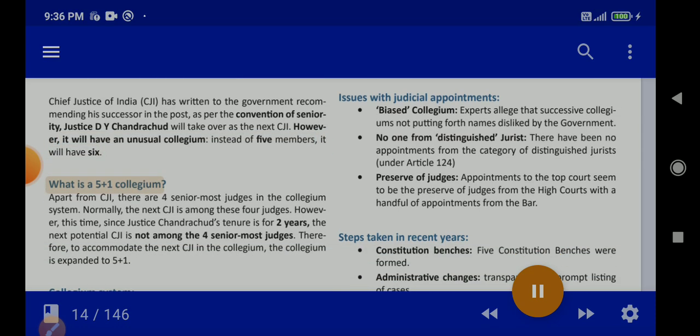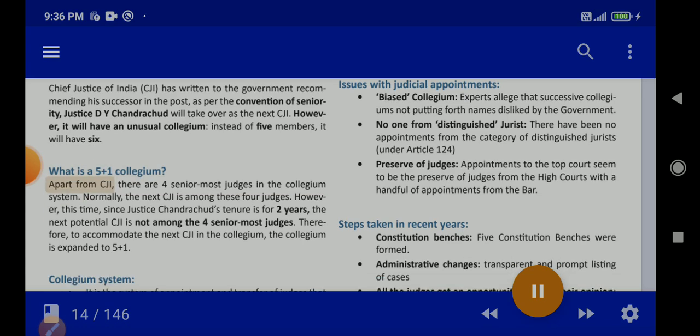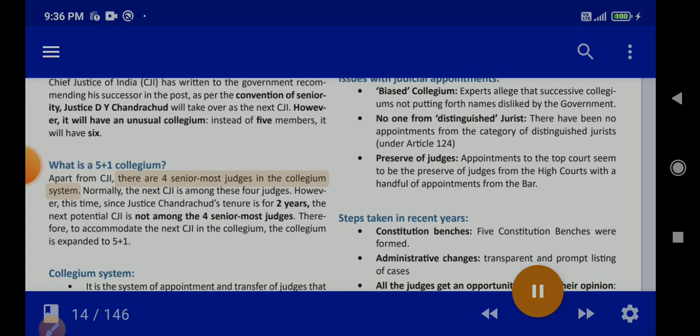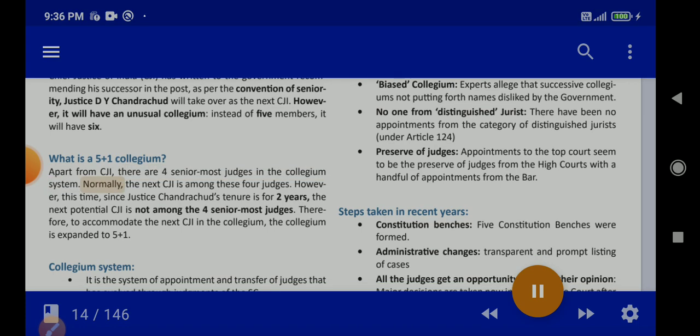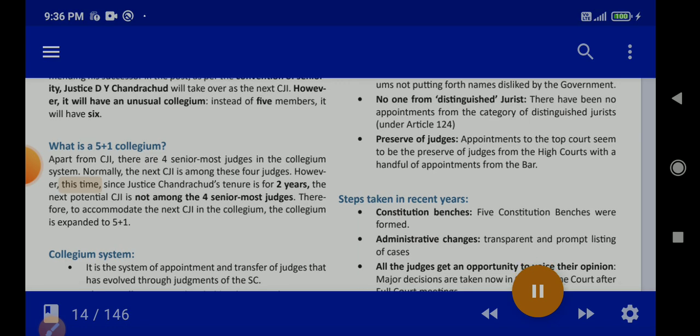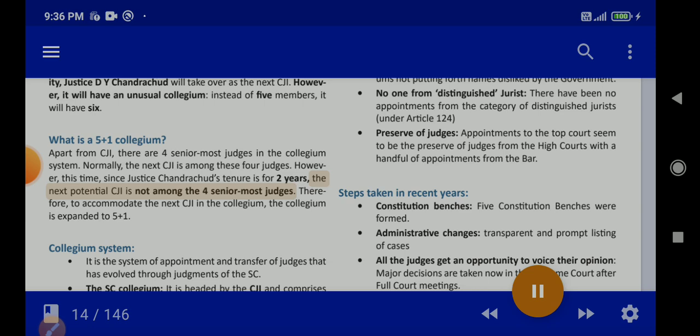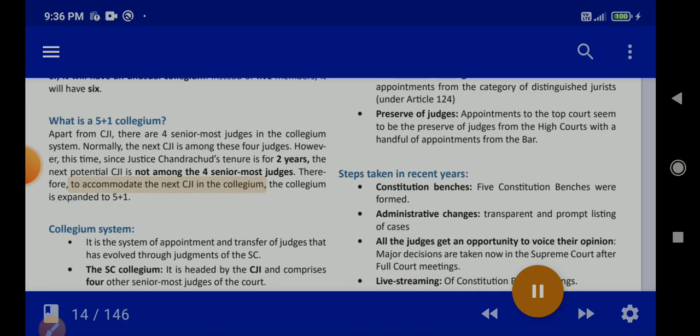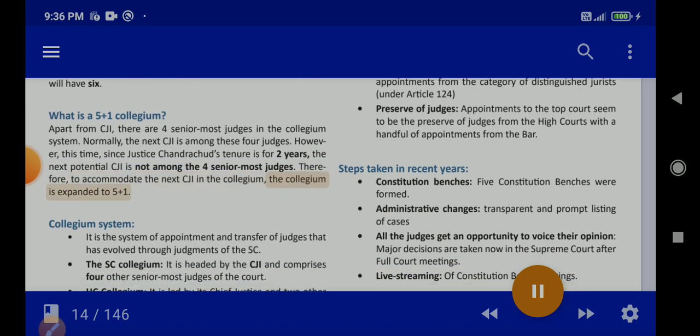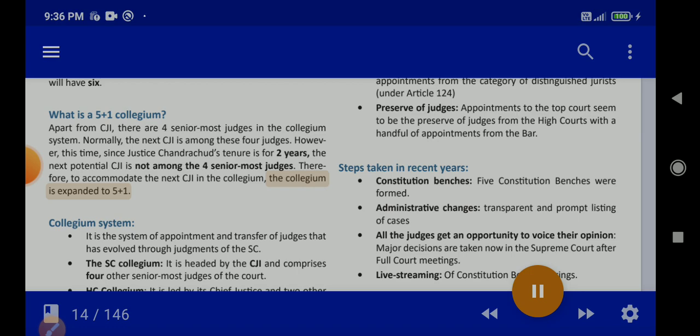What is a 5-judge collegium? Apart from the CJI, there are 4 senior most judges in the collegium system. Normally, the next CJI is among these 4 judges. However, this time, since Justice Chandrachud's tenure is for 2 years, the next potential CJI is not among the 4 senior most judges. Therefore, to accommodate the next CJI in the collegium, the collegium is expanded.